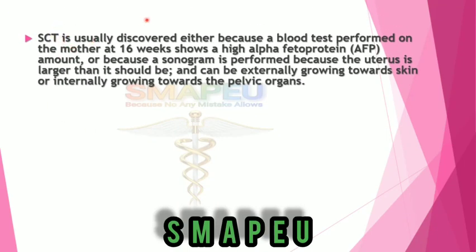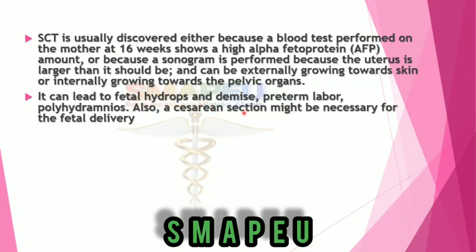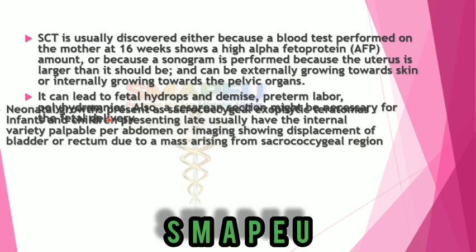Sacrococcygeal teratoma is usually discovered either because a blood test performed on the mother at 16 weeks of gestation shows a high alpha-fetoprotein (AFP) amount, or because a sonograph is performed since the uterus is larger than it should be. The tumor can be growing externally towards the skin or internally towards the pelvic organs. It can lead to fetal hydrops and demise, preterm labor, and polyhydramnios. Also, cesarean section might be necessary for fetal delivery.